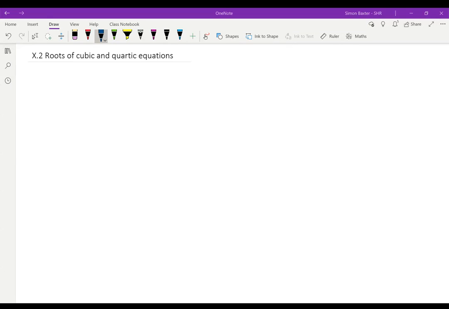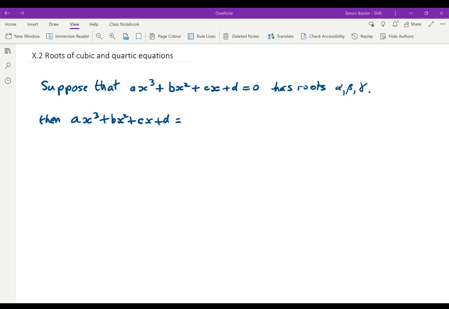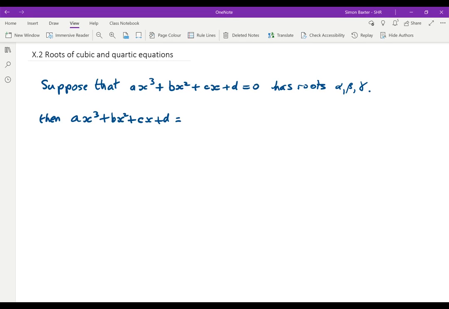We can do much the same with the cubic and quartic equations as we did with the quadratic equations. Suppose we have a cubic equation in the general form, and let's suppose that it has roots alpha, beta, and gamma. Then ax cubed plus bx squared plus cx plus d must have a factor of x minus alpha, a factor of x minus beta, and a factor of x minus gamma.